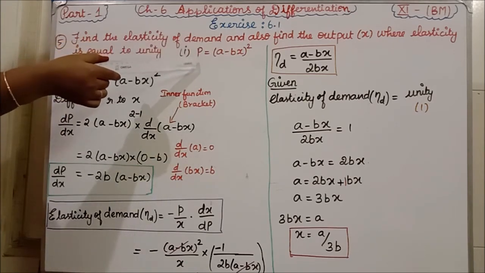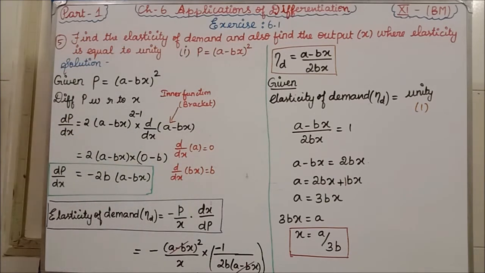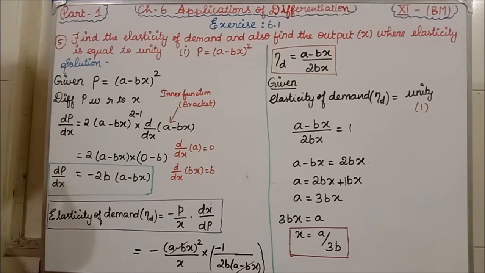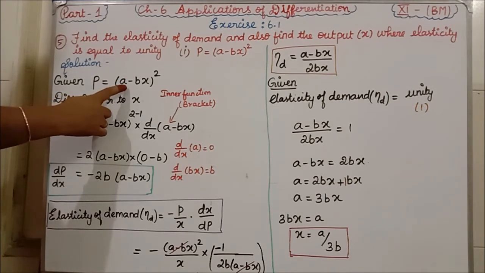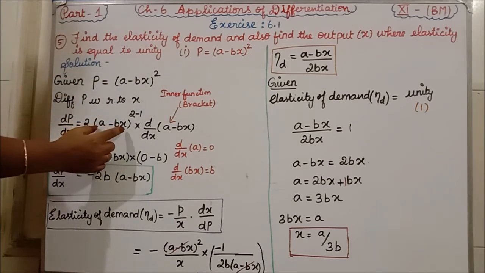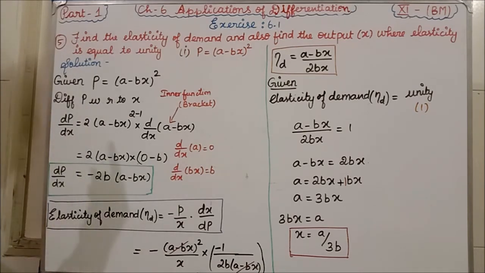What they have given in the question is P is equal to (A minus Bx) the whole square. Now I am differentiating P with respect to x. So I am writing here dP by dx is equal to, what formula am I applying here? The 2 is coming before (A minus Bx) power 2 minus 1. So d by dx of x power n is equal to n into x power n minus 1. That formula we are applying here.